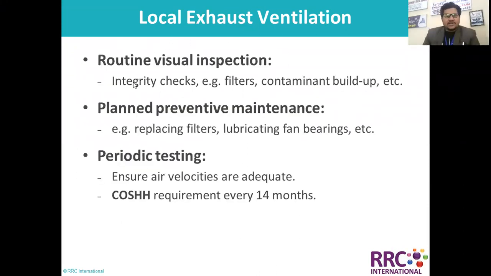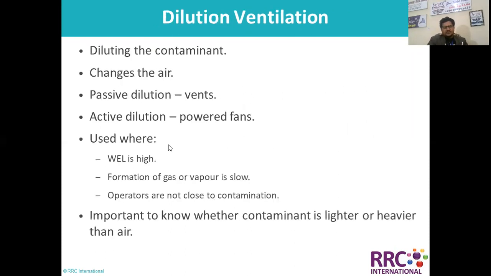Now, local exhaust ventilation needs a routine visual inspection. You can check integrity, like filters and contaminant buildup. So what I mean is one safety inspection checklist for local exhaust ventilation. And you add all these points: preventive maintenance, whether it has been done or not, like replacing filters, lubricating fan bearings, etc. Periodic testing, to ensure the air velocities are adequate, and COSHH requirements every 14 months as per COSHH regulations.